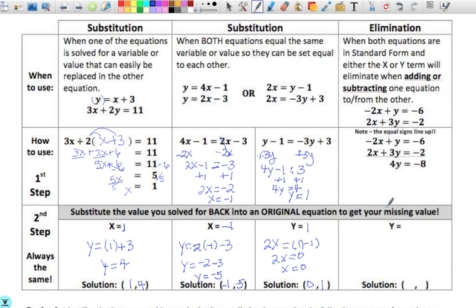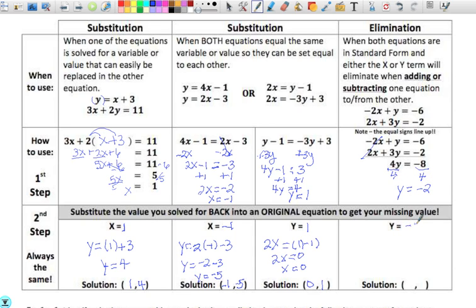And then this one, the last example, this is elimination. So again, it's when both equations are in standard form and the x or the y term will eliminate when adding or subtracting. Well, in this case, we're going to add because a negative 2 plus a positive 2 will be 0. So these will cancel like this. y plus 3y is 4y. Negative 6 plus negative 2 is negative 8. I divide by 4 on both sides to get y by itself. So I get y equals negative 2.